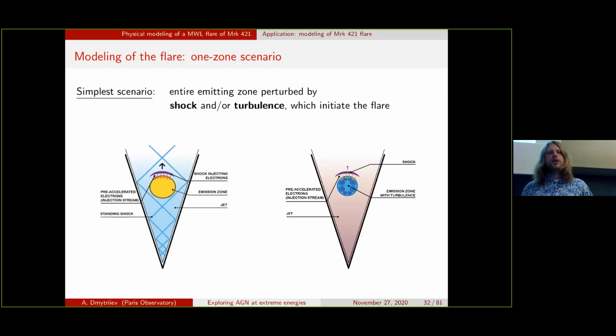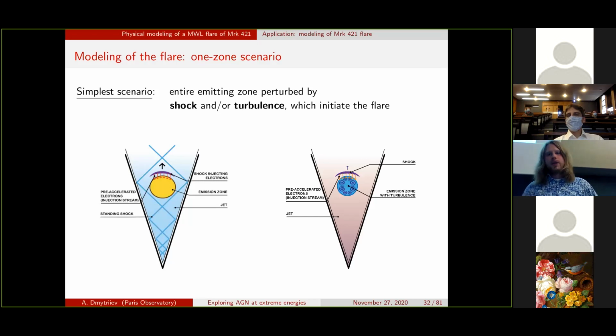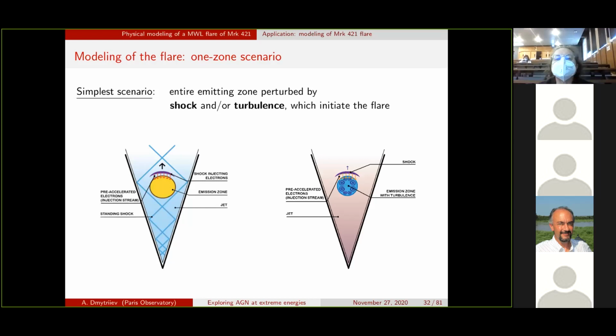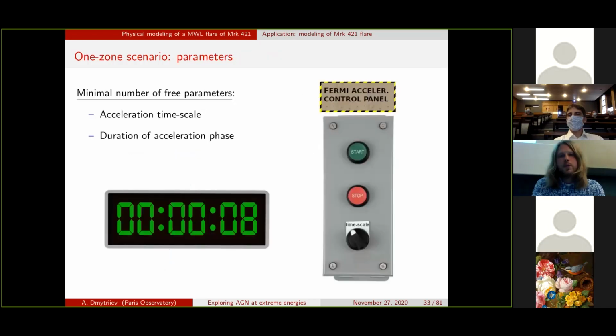So now we start to generate flares, and the simplest scenario which we can imagine is just perturbation of the emitting region with shock or turbulence. So we assume transient acceleration processes. And then, as we will see, these models do not provide a satisfactory description of the flare data set, and we will gradually complexify the models, adding meaningful parameters step by step. Either an emitting zone is crossing a shock, or the shock is perturbed and you have turbulence downstream. It's a very simple model, and you've got only 2 parameters which control the flare.